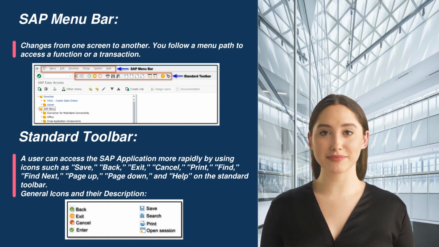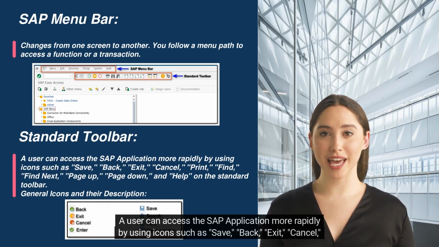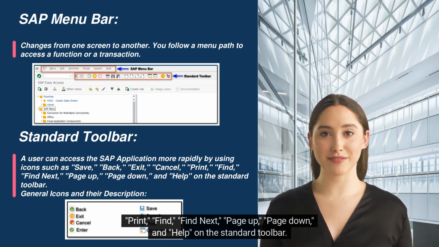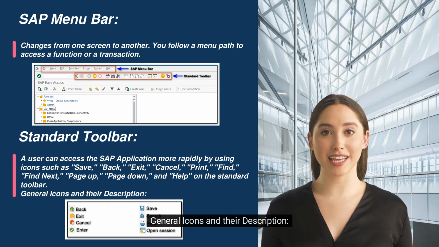Standard toolbar. A user can access the SAP application more rapidly by using icons such as Save, Back, Exit, Cancel, Print, Find Next, Page Up, Page Down, and Help on the standard toolbar. General icons and their description.